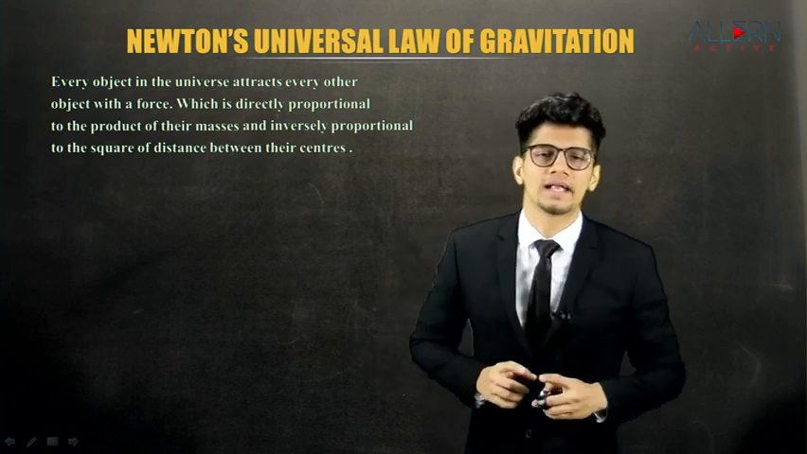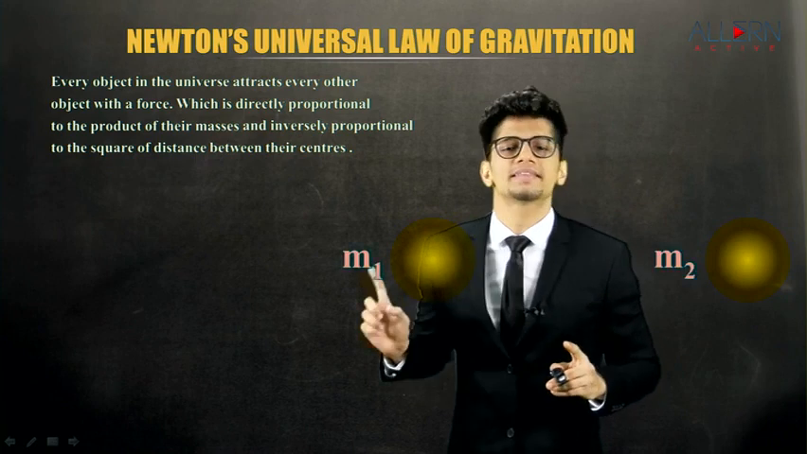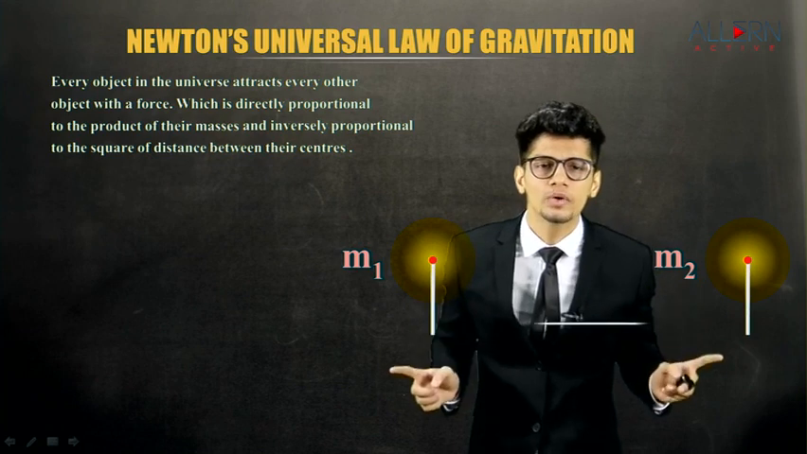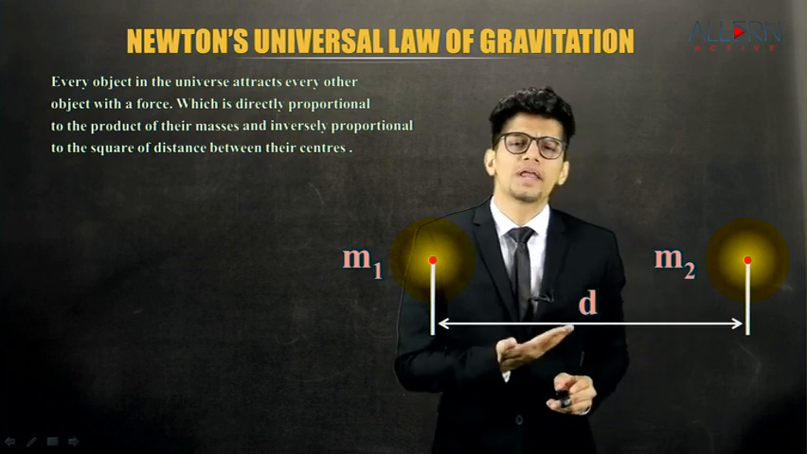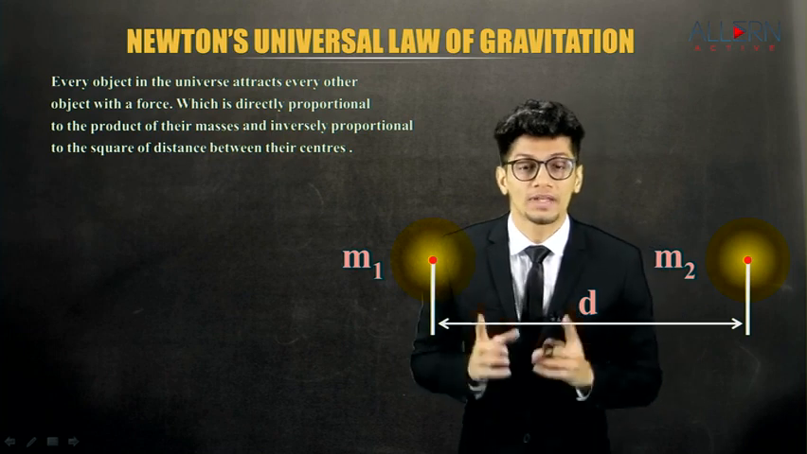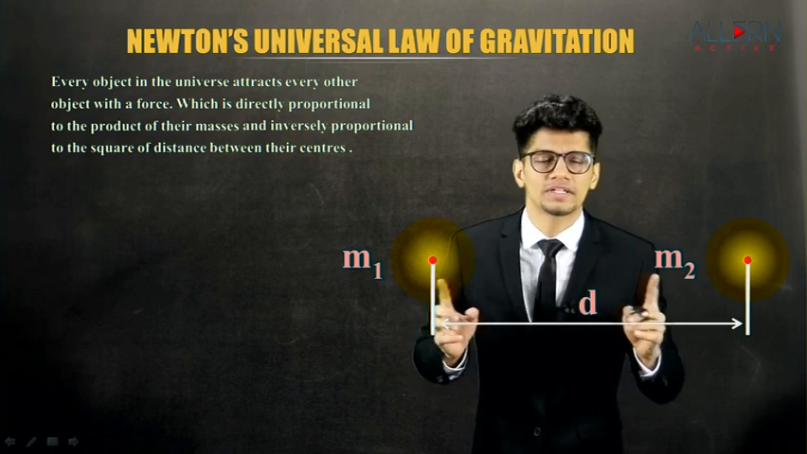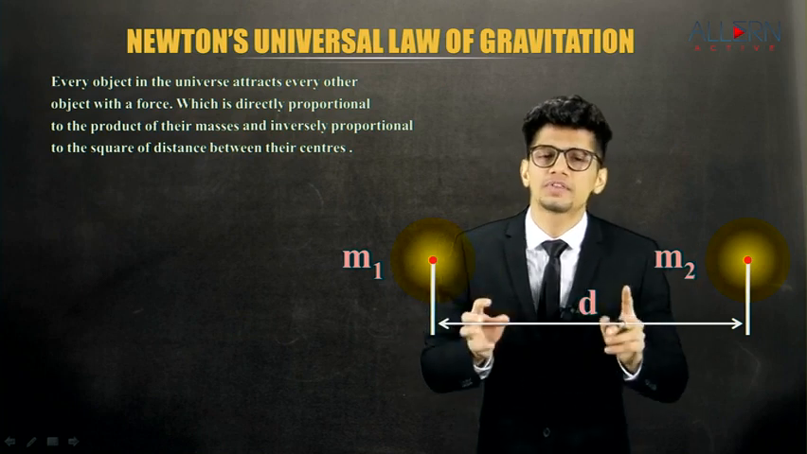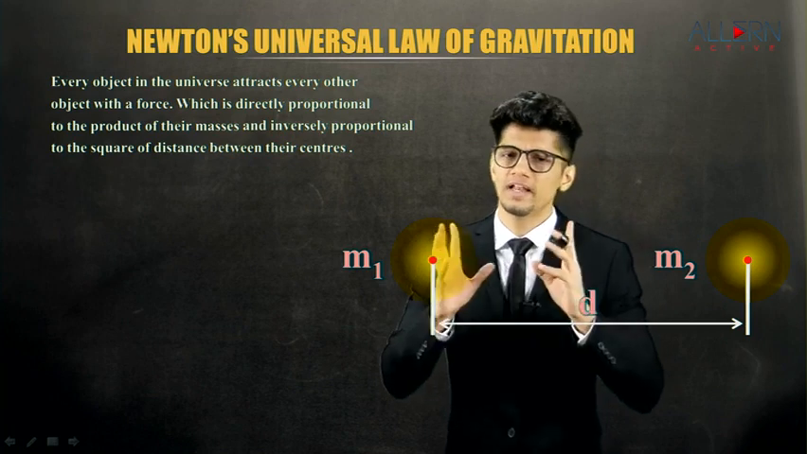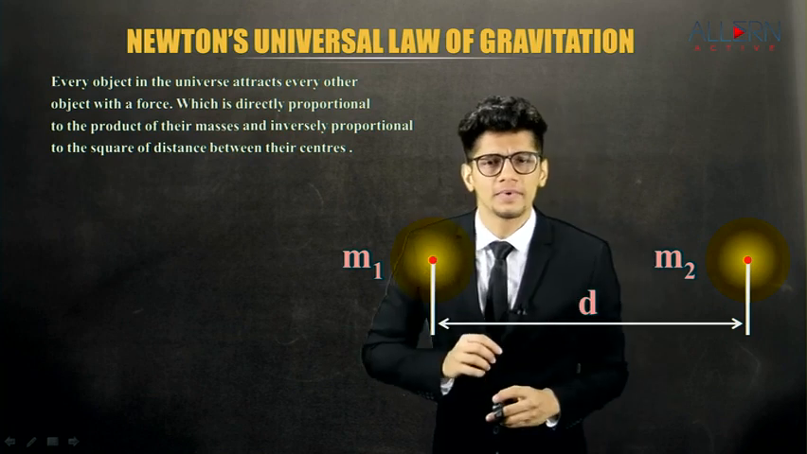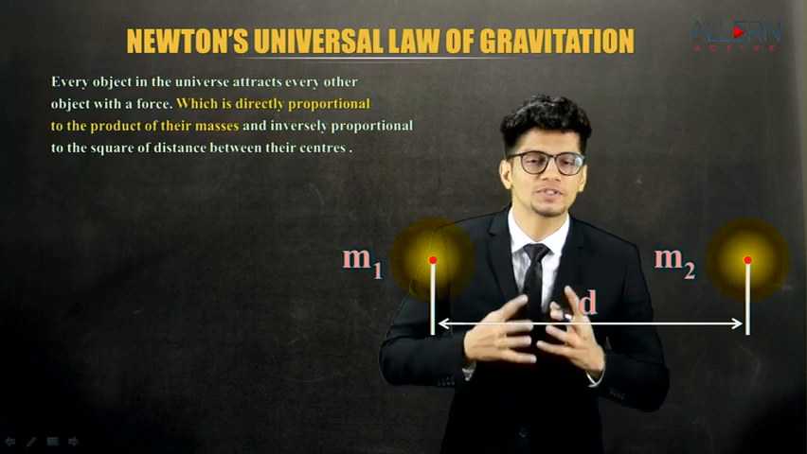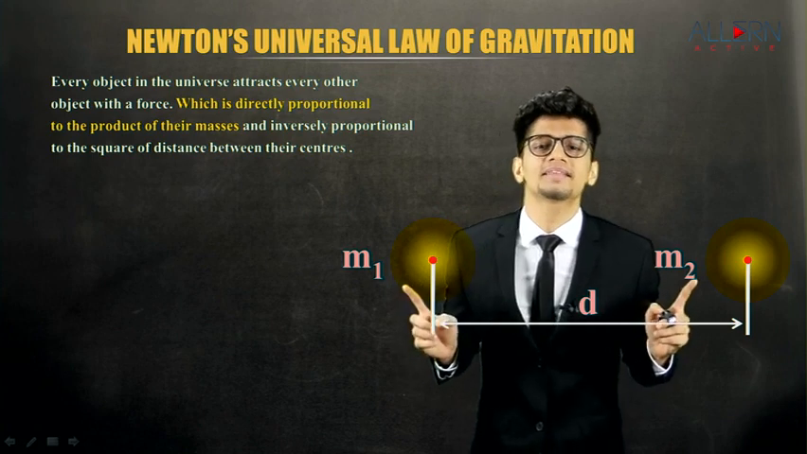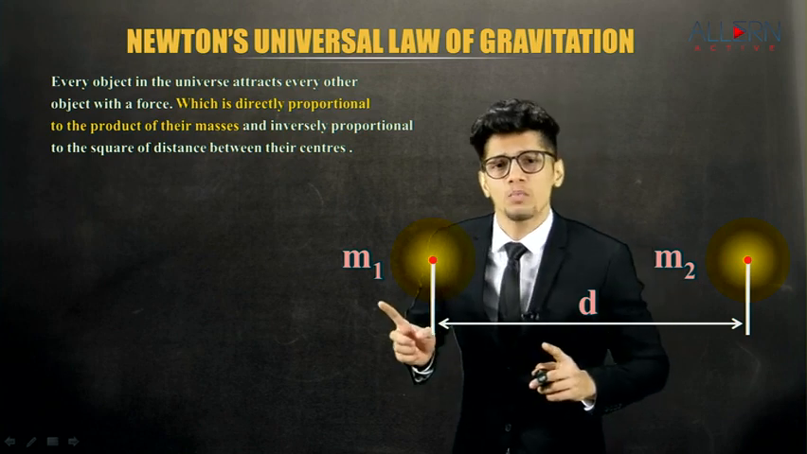So to understand this, we will consider two objects of masses m1 and m2. And the distance between their centers would be denoted by small letter d or small letter r as given in the textbook. Now it says every object in the universe attracts every other object with a force. That means these two objects will attract each other with a force, and that force will be denoted by capital F, remember. It says, and this force is directly proportional to the product of their masses. We know that product means multiplication and their masses are m1 and m2. So product means m1 into m2.